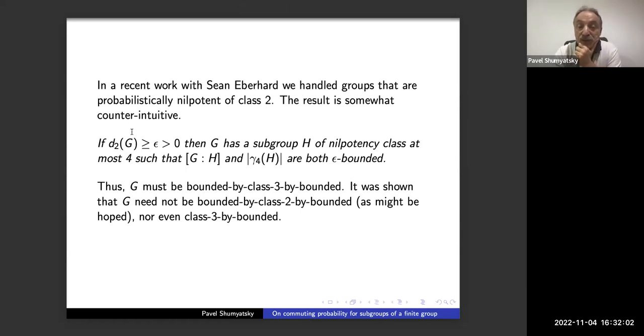If D sub 2 of G is at least epsilon for some positive number epsilon, then G has a subgroup H of nilpotency class at most 4, such that the index of H in G and the order of the fourth term of the lower central series of H are bounded in terms of epsilon only. Just, the group G here must be bounded by class 3 by bounded. And by examples, we show that G doesn't have to be bounded by class 2 by bounded, as would be the most natural thing to expect, and not even class 3 by bounded. So in general, we have an outstanding problem about what the structure is of groups in which D sub k is bounded away from 0. Okay, but we move on.